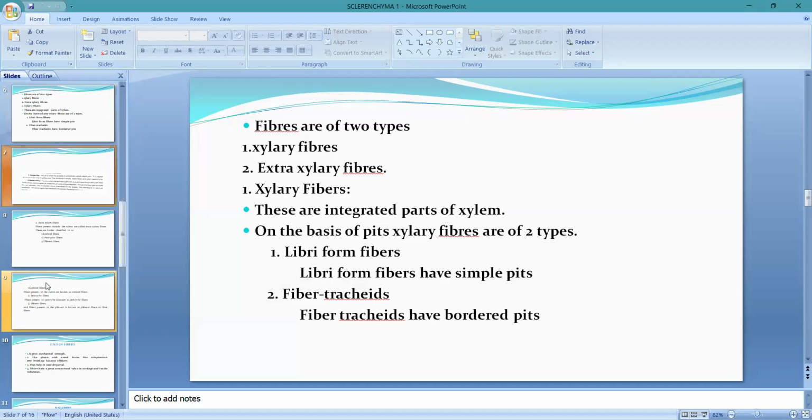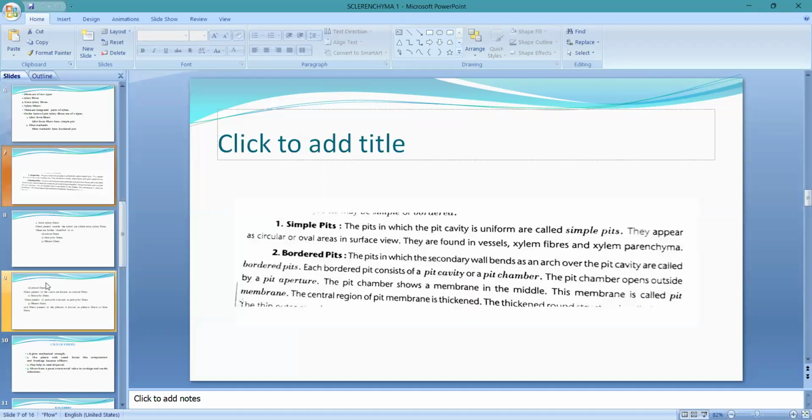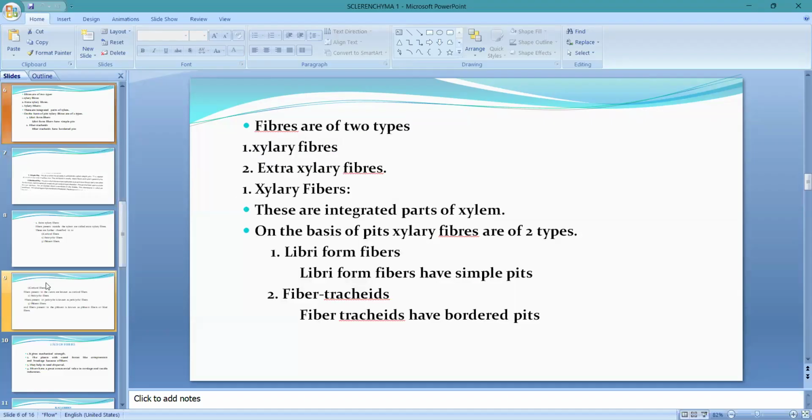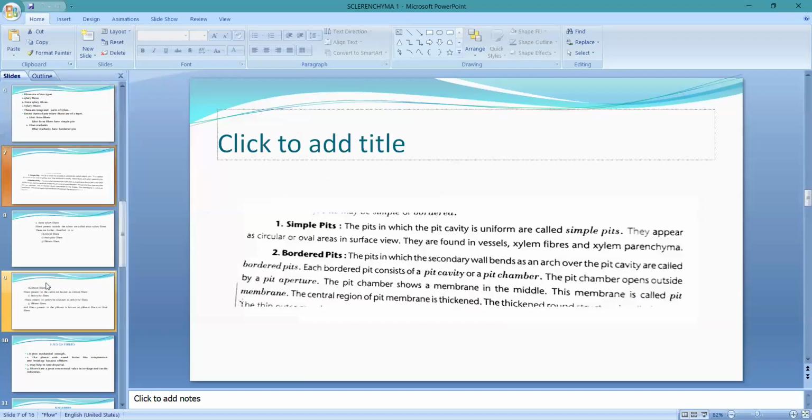See here, what is the simple pit, what is the bordered pit? Based on the pits, those are classified into two types: libriform and fiber tracheids. Fibers having simple pits are called libriform fibers. Those having bordered pits are called fiber tracheids. So next, coming to what are the simple pits?